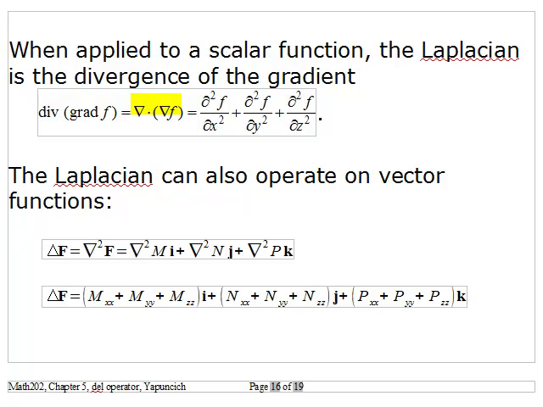When it's applied to a scalar function, what you're actually doing is taking the gradient first, so that would be the gradient of f, and then taking the divergence of that gradient. And here's the result, just the partial derivatives of f with respect to y, z, x, y, and z.